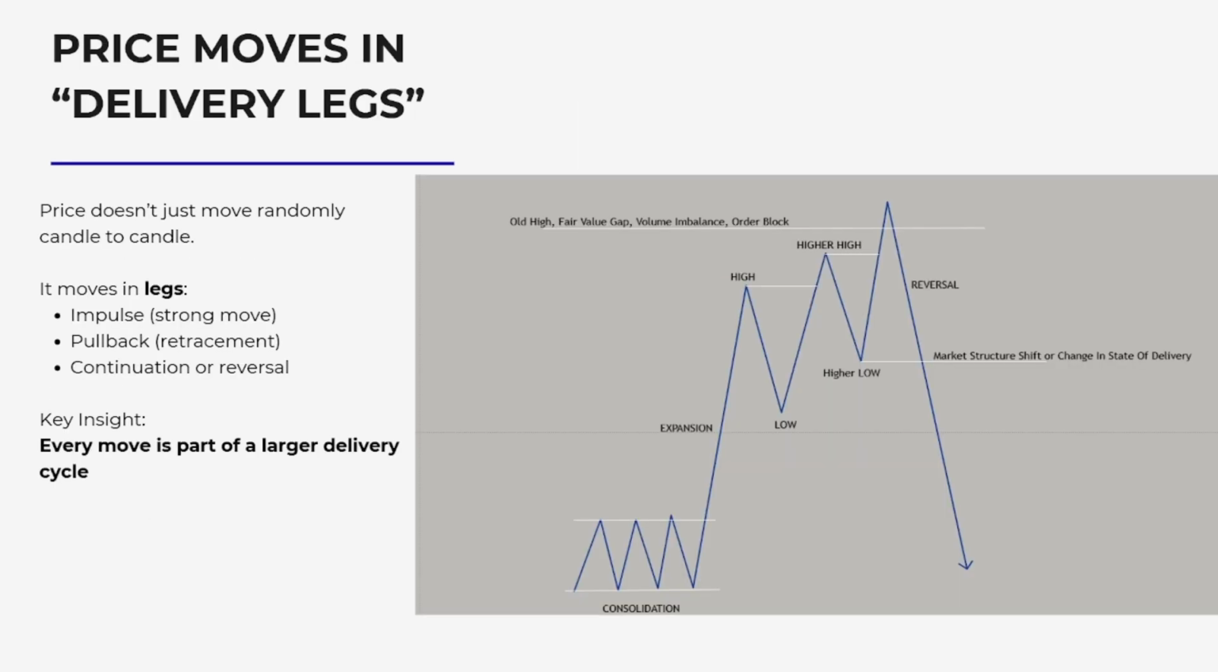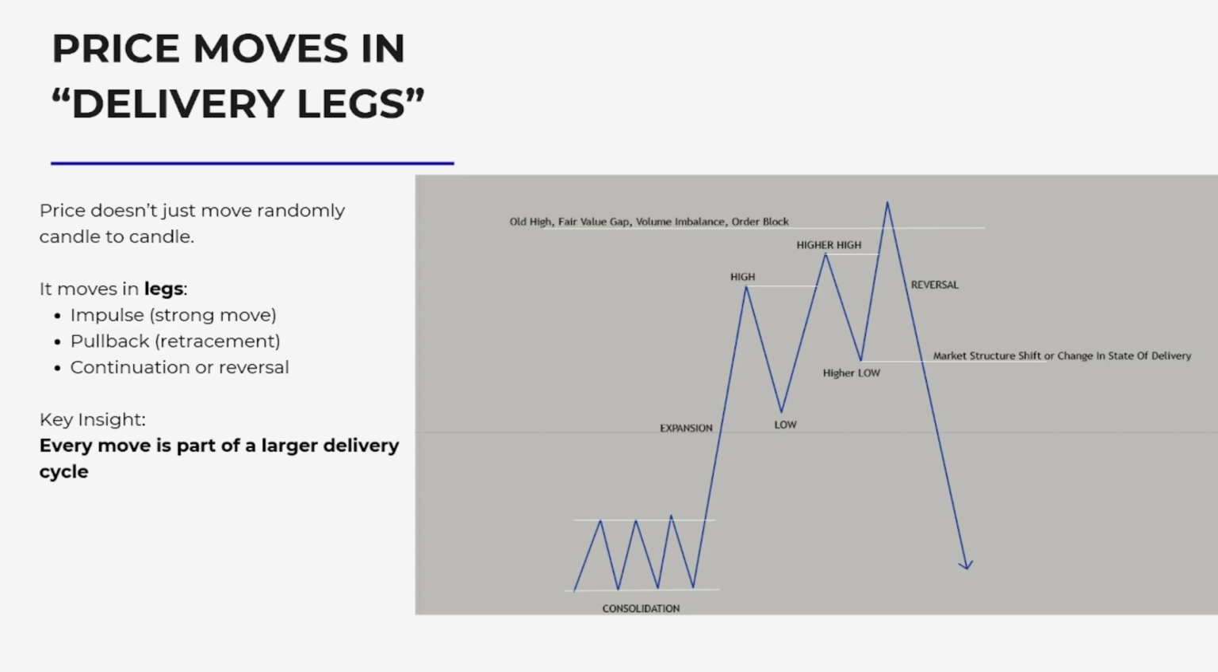Now let's dive a little bit deeper into delivery legs, and this just goes back to why I say that price doesn't just move randomly, okay? It moves in legs. You have an impulse, again, which is our strong move. You have a pullback, which is a retracement, and you either have that continuation or reversal, right? So in hindsight, every move is part of a larger delivery cycle.